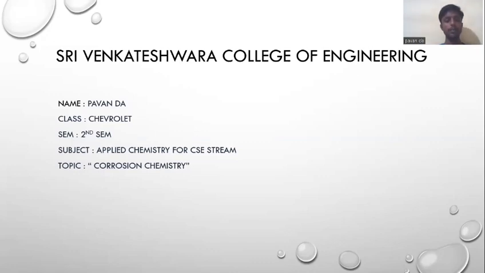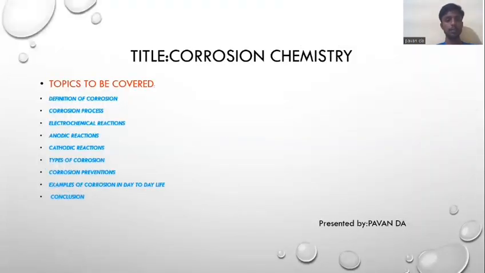Now I am going to present a PPT about corrosion chemistry, which comes under the subject Applied Chemistry for the CSE stream. These are the topics to be covered in this presentation: the definition of corrosion, the process of corrosion, electrochemical reactions, anodic reactions, cathodic reactions, the types of corrosion, corrosion prevention, meaning the methods of preventing corrosion, examples of corrosion in our day-to-day life, and at last the conclusion.